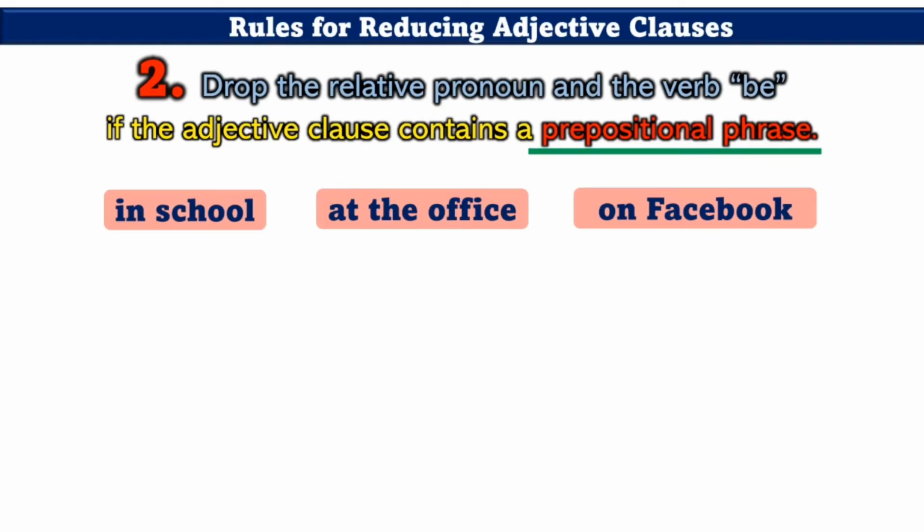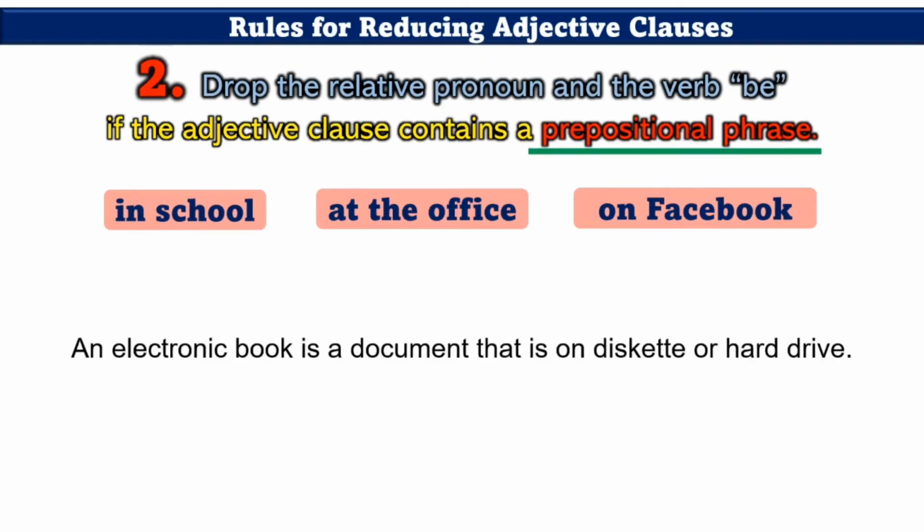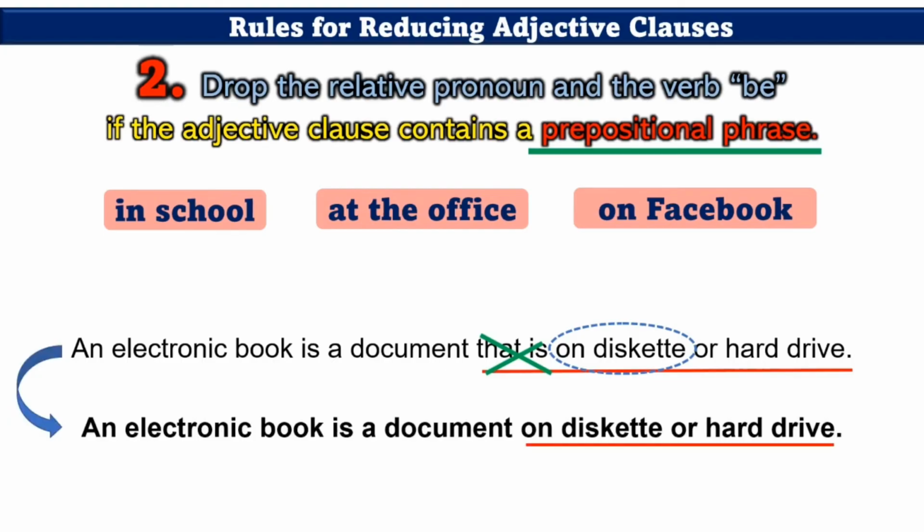Let's have an example. An electronic book is a document that is on diskette or hard drive. This is the adjective clause. The relative pronoun is that, and the be verb is, followed by a prepositional phrase, on diskette. In this case, since merong prepositional phrase, we can remove that and is, so this is the reduced definition. An electronic book is a document on diskette or hard drive.